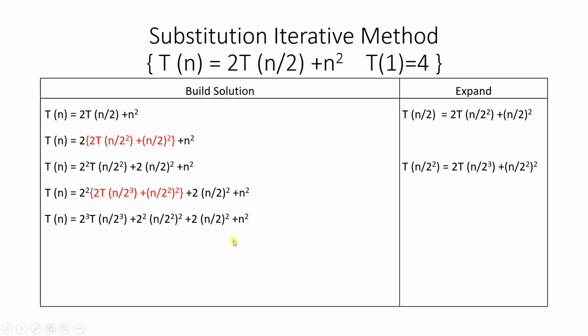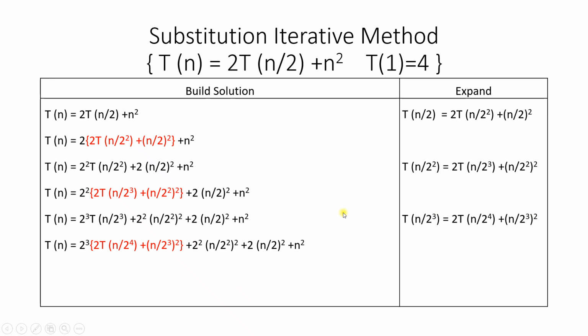Let's do the expansion one more time so that we have a little more understanding about it. So now we replace this n with n/2³ so that we can find this T(n/2³) value. Over here we get 2T(n/2⁴). When we replace this n with n/2³, we get n/2⁴. And when we replace this n with n/2³, we get (n/2³) whole squared. So now we place the expanded equation in the original equation, right?